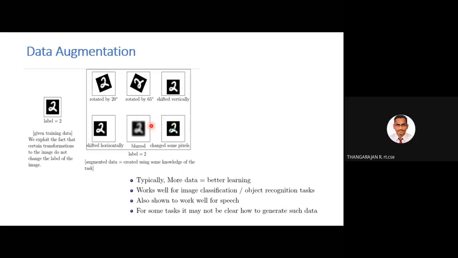It also works very well for speech. But the problem is, for images and speech you can create new samples, you can add noise, but for some data it may not be so clear. You may not know how to generate new data from existing data.